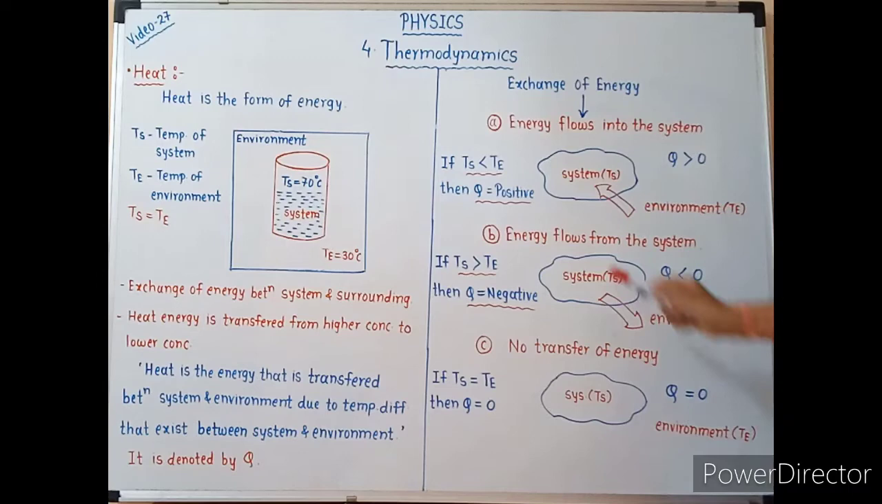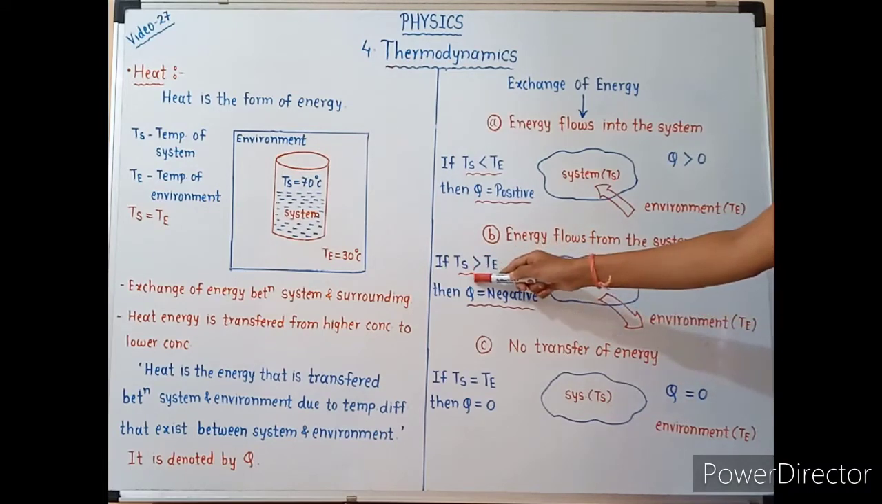Now the second case is energy flows from the system. That means energy is transferred from the system to the environment. Consider the temperature of the system is 80 degrees Celsius and temperature of the environment is 20 degrees Celsius. So in this case the heat energy is transferred from system to the environment, from higher temperature to lower temperature. In this case, the system loses the energy.